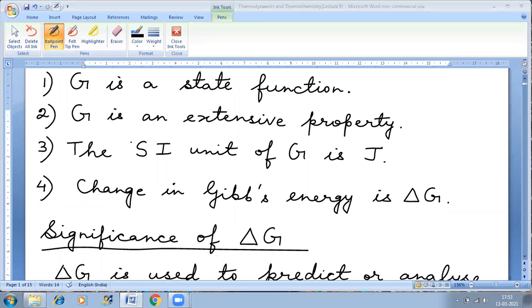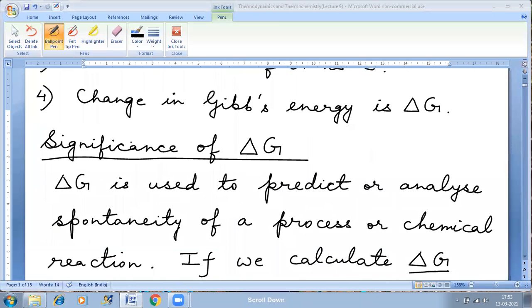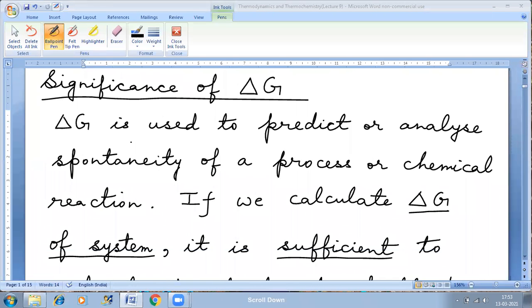So what about the significance of delta G now? Why are we using this G? It is going to be used for analyzing or assessing the spontaneity of a process. If something is spontaneous or not, that is what we are going to check using delta G. Spontaneous means a process which will happen on its own without any continuous external support.